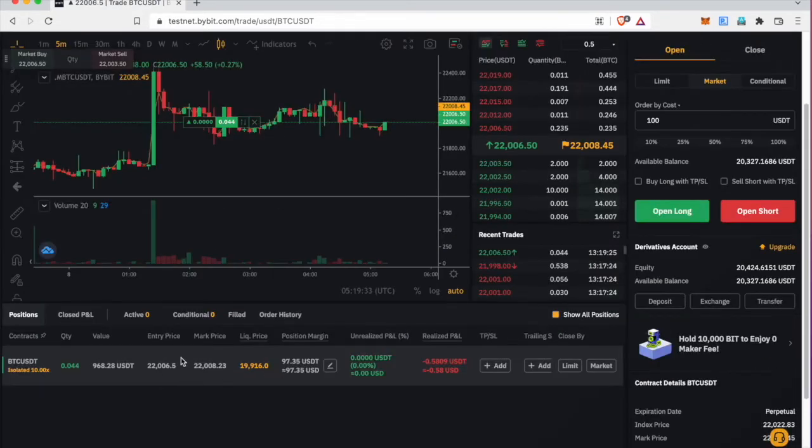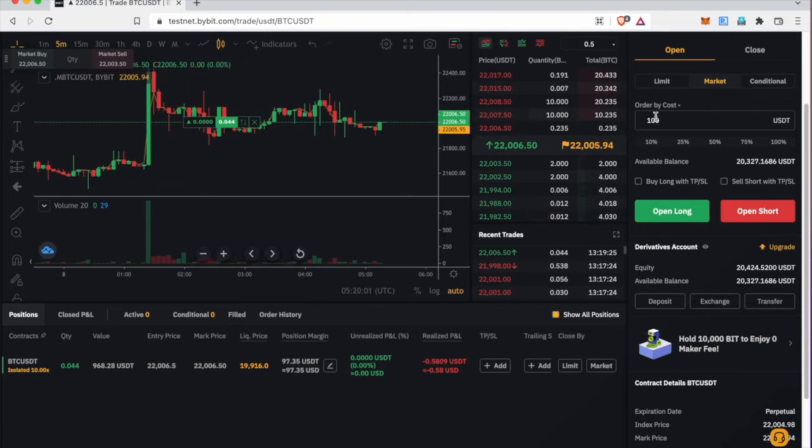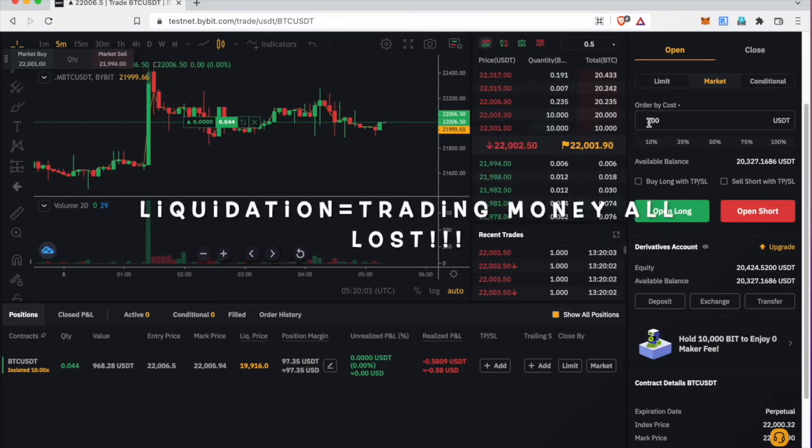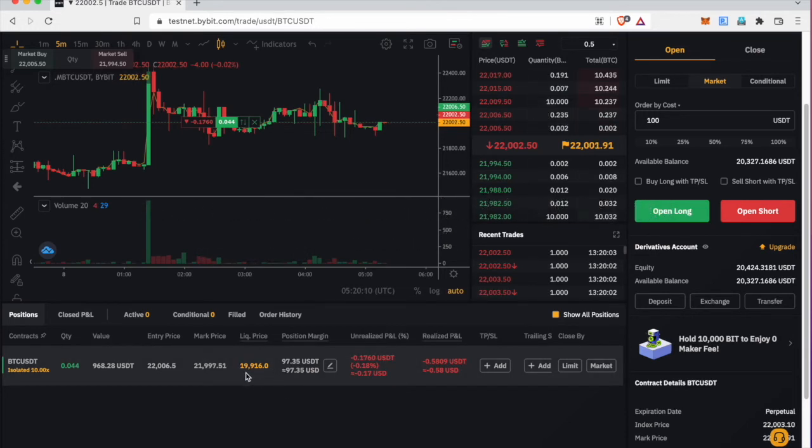As you can see, this is the entry price and this is the liquidation price. While we're waiting for some price movement, I'll explain what the liquidation price is. If the market price reaches this liquidation price, the $100 that you placed for this trade will be all gone. Then it's called a liquidation. Be aware of the liquidation price for each of your trades.